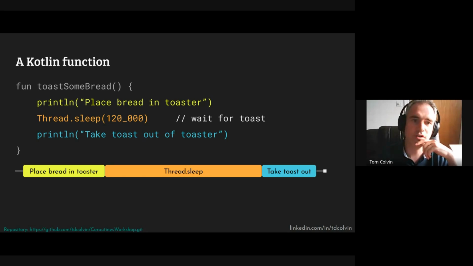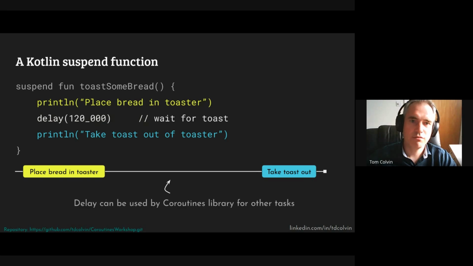So a thread would look like this. We would place the bread in the toaster. We would sleep whilst it's toasting, and we would take the toast out. If we look at that as a coroutine, we write this as a suspending function. We have switched from a Thread.sleep, which blocks the thread, to a delay, which doesn't block it. It tells the coroutine library, hey, I'm available, you can use me for some other purpose.